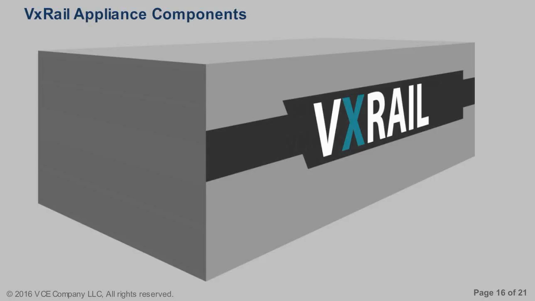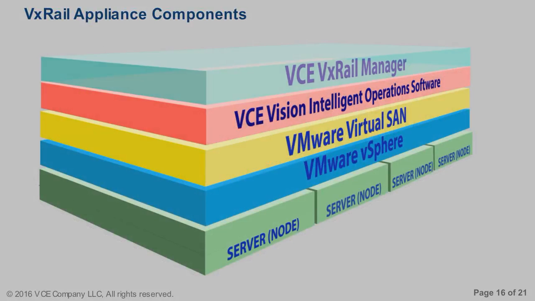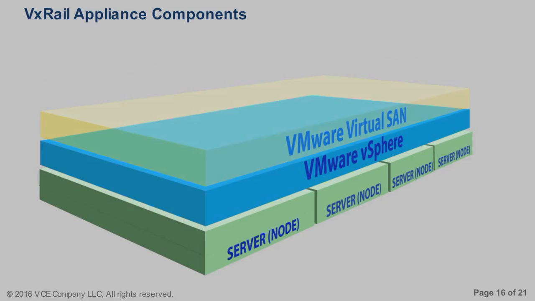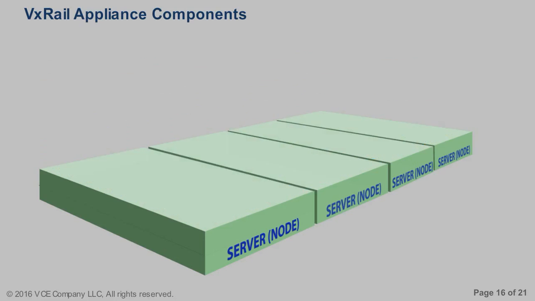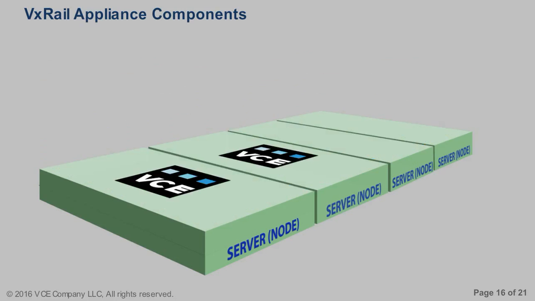The VxRail Appliance architecture is a distributed system consisting of common modular building blocks that scale linearly from 1 to 16 appliances, offering up to 64 nodes in a cluster. But right now, let's pull apart the appliance and get specific about the individual hardware and software technologies found in the VxRail Appliance. The VxRail Appliance has 4 nodes, which are VCE branded servers.